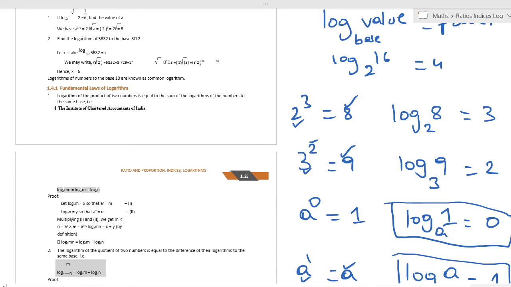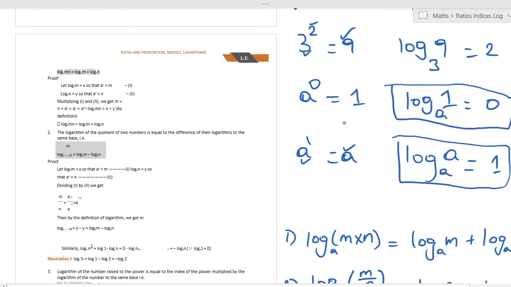So guys, we know anything to the power 0 equals 1. So if we convert into logarithm, log 1 to the base a will give you 0. Whenever you have log 1, the answer will be 0, irrespective of the base. Also, you know that a power 1 equals a. So log a to the base a will be 1. When the value and the base are the same, the answer will be 1.